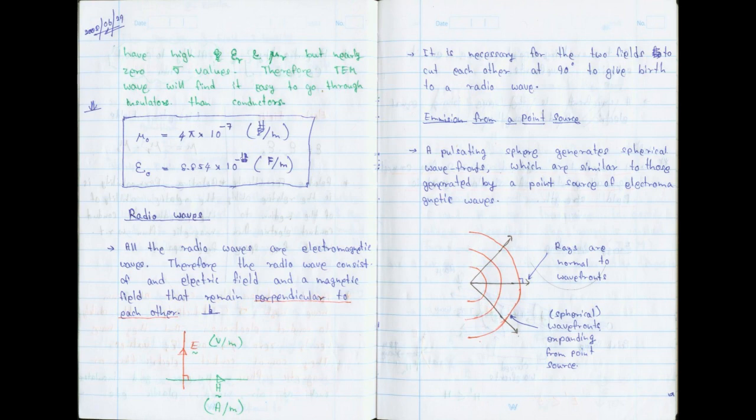Therefore, a TEM wave, which we are going to discuss here. TEM wave is the electromagnetic wave. E and M means electromagnetic, T means transverse. I will explain later. But think of electromagnetic wave, therefore a TEM wave, we find it easy to go through what kind of material? Can you complete the sentence? If you have been reading. You will go through what? Insulator. Insulator, correct.